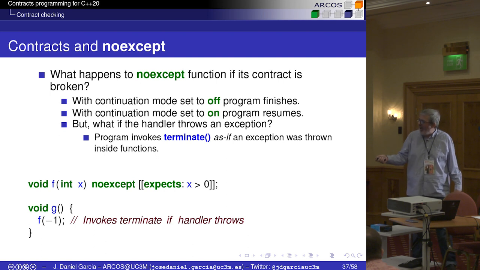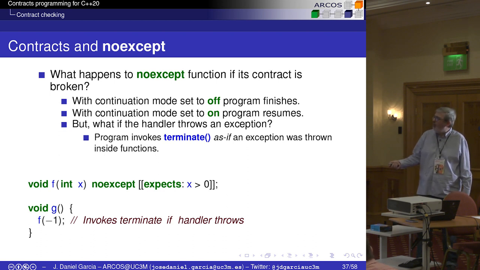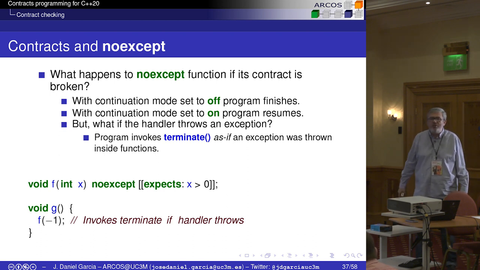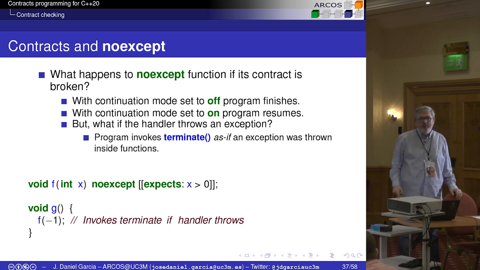So here you have an example. I have function f, noexcept, expects x to be positive, and then you call it with minus one. This invokes terminate. Putting a contract on a function that is noexcept is a mistake, or putting noexcept on a function that has a narrow contract.